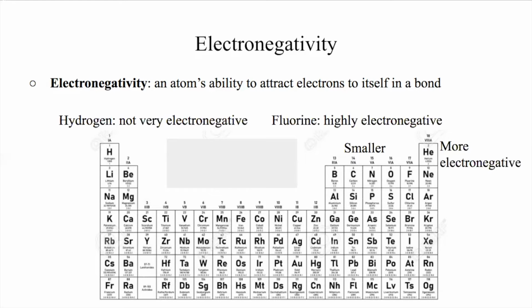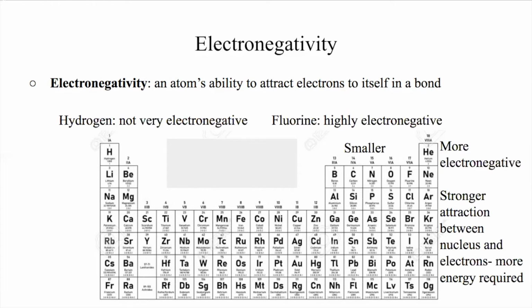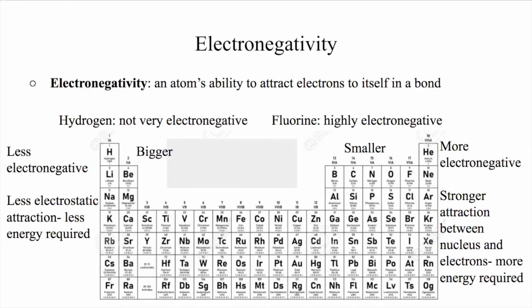Smaller elements, found in the upper right-hand corner of the periodic table, tend to be more electronegative. This is because, in these atoms, the nucleus and its positive charge are closer to the electrons and their negative charge, resulting in a stronger attraction between the two. This means that more energy will be required to take the electrons. As we move down and to the left, atomic radius increases, and electronegativity decreases. This is because, as the outermost electrons move farther away from the positive nucleus, the electrostatic attraction between them decreases, resulting in less energy being required to take the electrons.